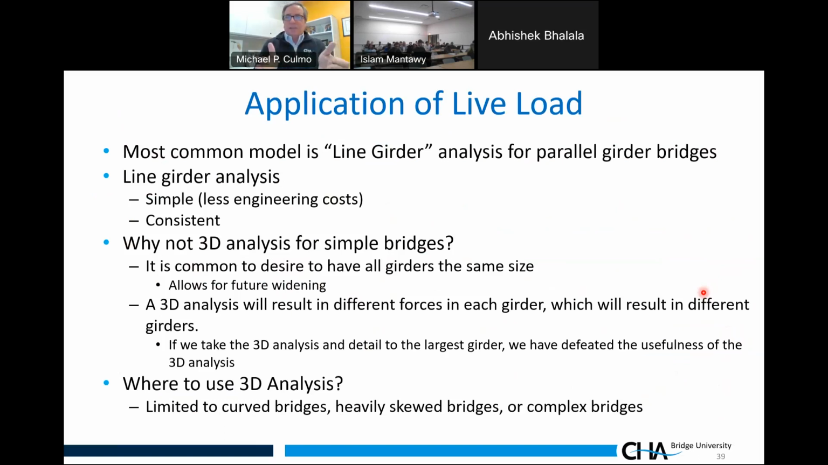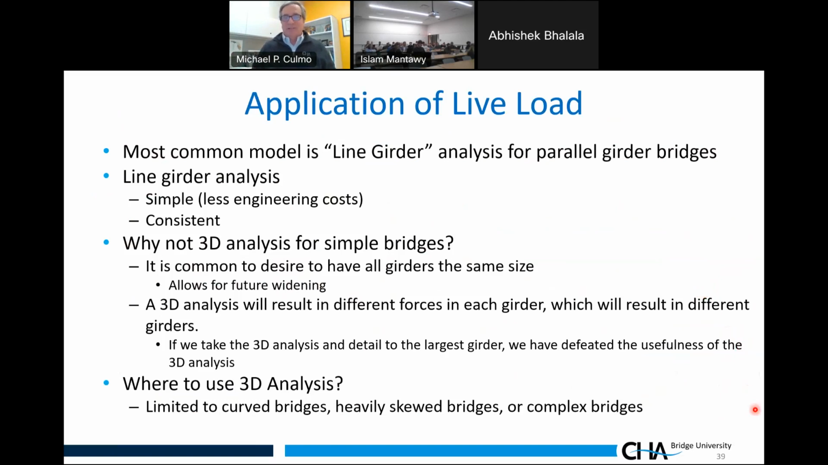So if all the girders are designed as interior girders, I can widen the bridge, so our goal is to have all the beams the same size. If you do a 3D analysis of a bridge, the results will give you a different load on each girder, guaranteed. So that means every girder is going to be different. So if we take a 3D analysis and we take the largest beam that comes out of that analysis and we make all the beams the same, we've lost all the usefulness of a 3D analysis. We're essentially designing for the least common denominator. So if that's the case, why even bother doing 3D analysis? That's why we do line girder analysis.